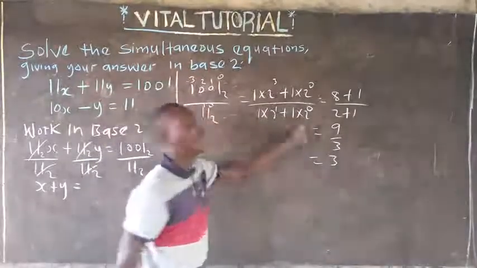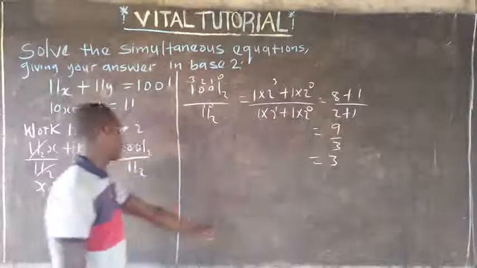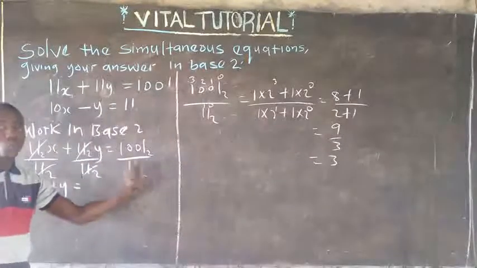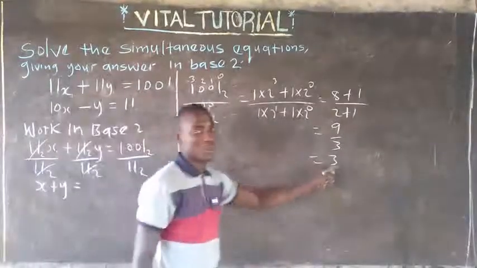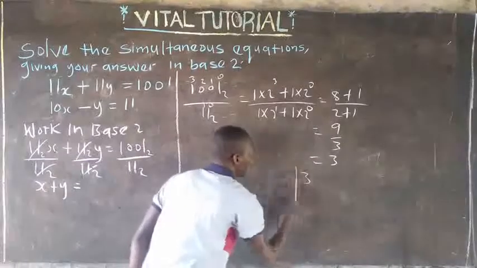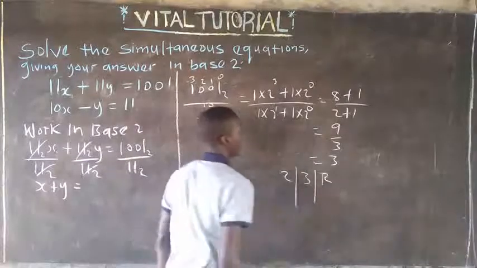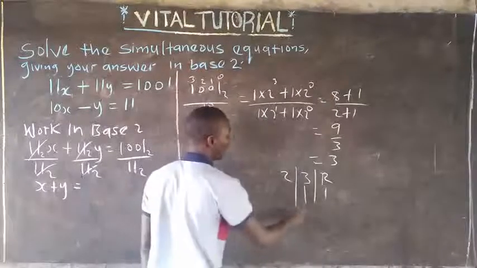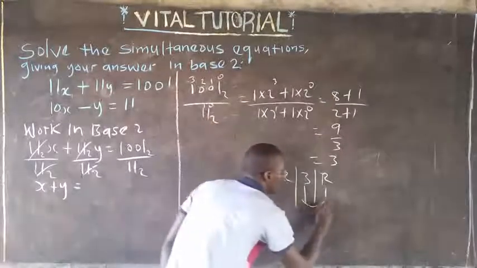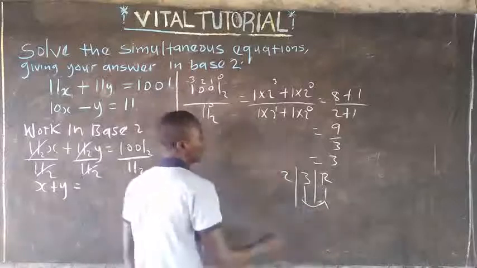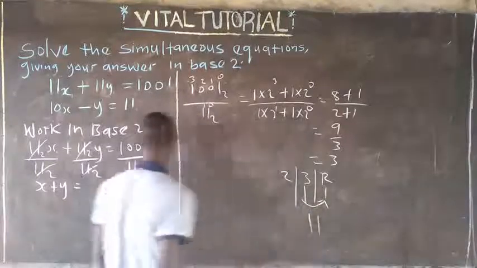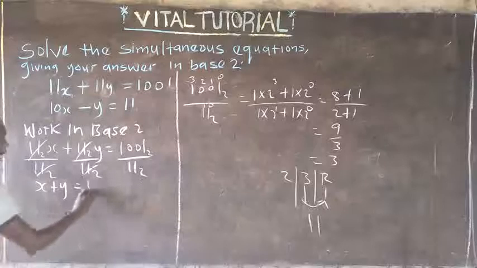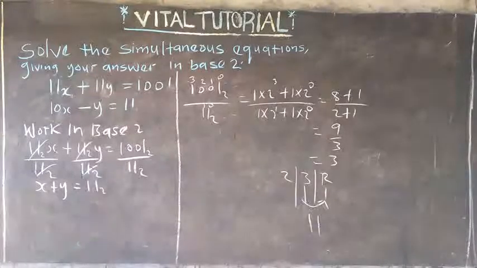But this is in base 10, so I have to bring it back to base 2. To bring this back to base 2, I'll write 3, then the base and the remainder. 2 goes in 3 once, remainder 1. As you can see, 1 is not up to 2 again, so I'll just pick my answer from here. So it will be 1, 1. So this one will be 11 base 2. I hope you understand that.